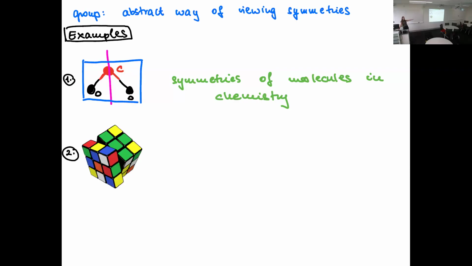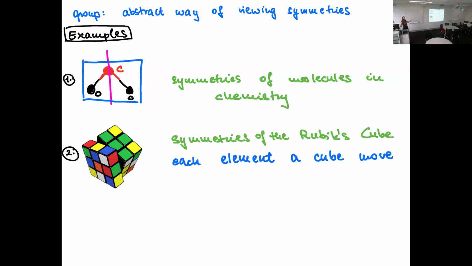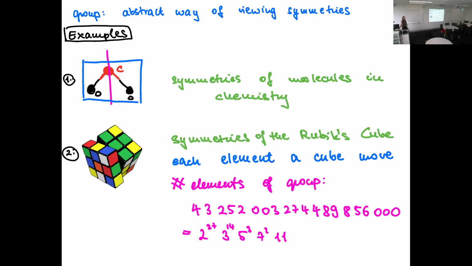We can also look at the Rubik's cube, which also has symmetries. In fact, symmetries of the Rubik's cube are just moves of the cube. And the Rubik's cube is not very big, so you would think that the group of symmetries is maybe not that large, but it's actually very, very large. The size of the symmetry group of the Rubik's cube is this super duper big number, which is just a product of lots of 2s, lots of 3s, some 5s, 7s, and an 11.